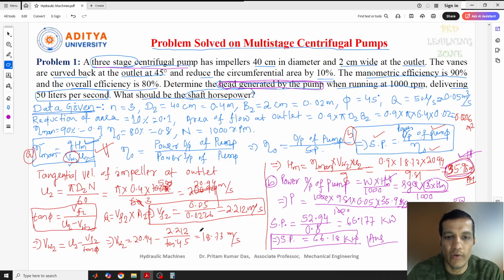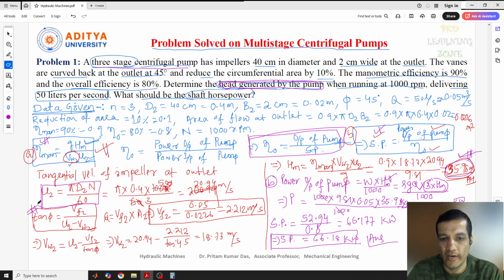Some formulas we need to remember. Basically the manometric efficiency formula, the shaft power or overall efficiency formula, because the shaft power is also involved in the overall efficiency. Apart from this, one formula at the outlet condition is U2 equal to pi D N by 60. The remaining are all simple. I hope you understand the problem.